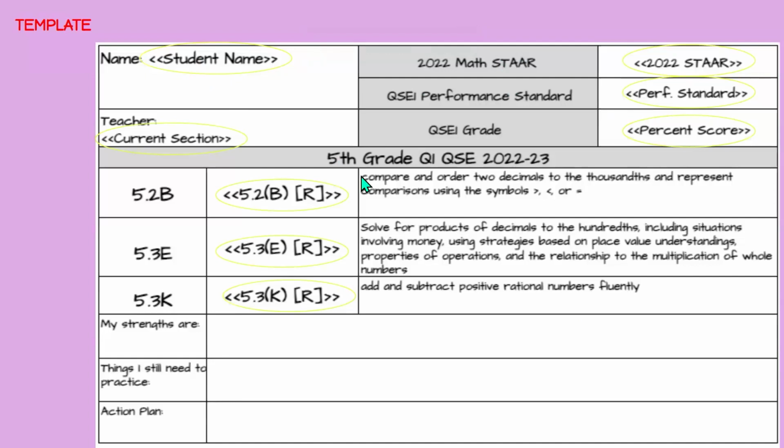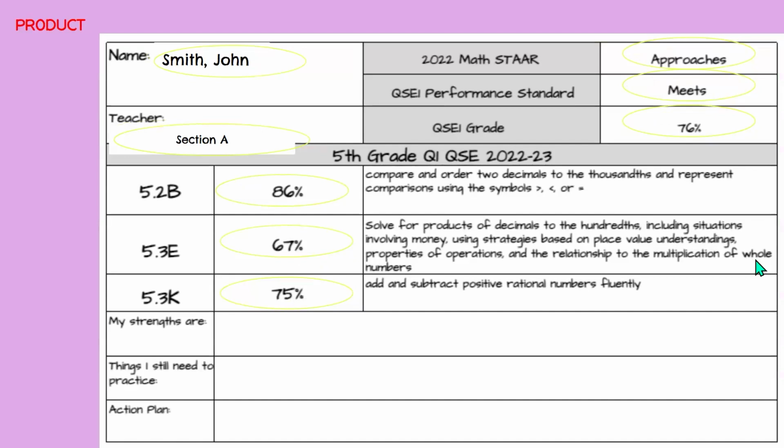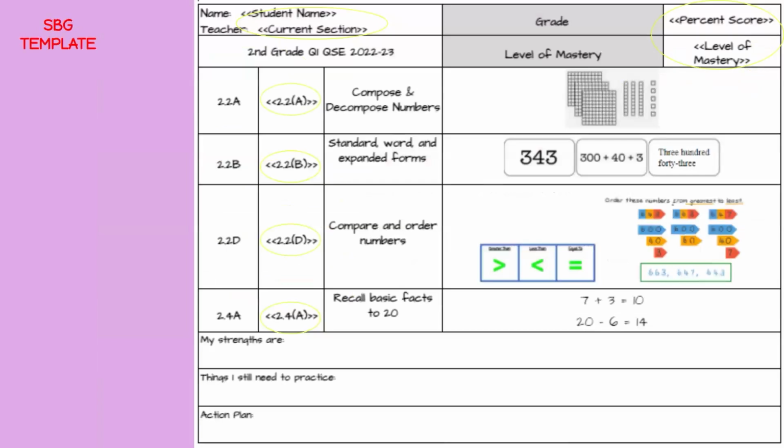I create the template first, and this is what it looks like after it's been populated. Here is an example of a second grade standards-based grading template. I use pictures more than the words of what they were learning. Then I also put a 1, 2, 3, or 4, because that's how they're graded, which is an extra step. But it's totally doable.